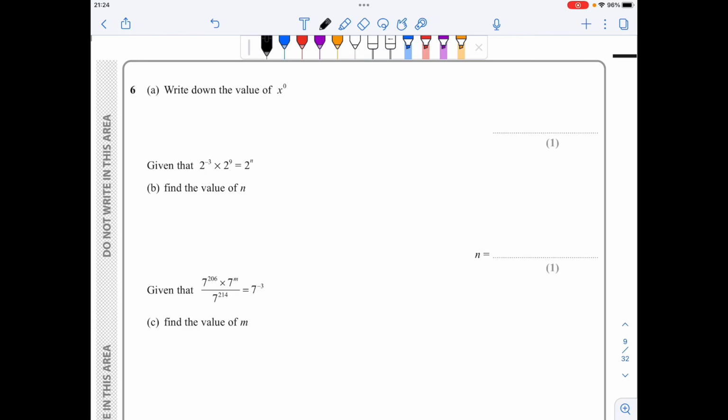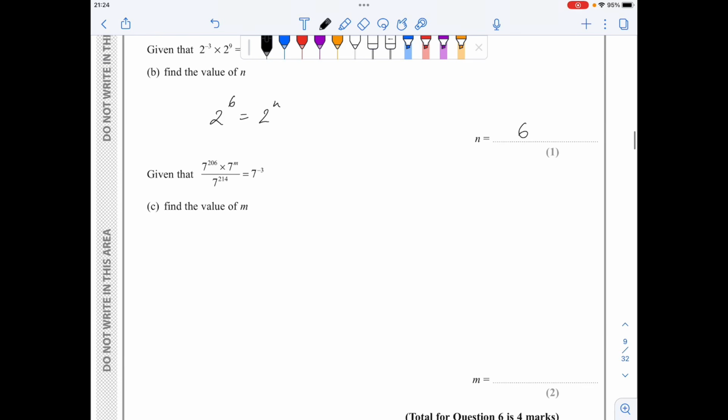For question 6, part A, anything to the power of 0 comes out to be 1. For part B, I'll need to add those two powers. So 2 to the 6 is equal to 2 to the power of n, which means that n is equal to 6.